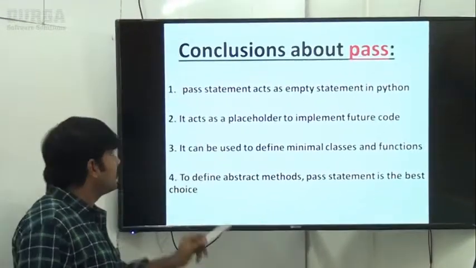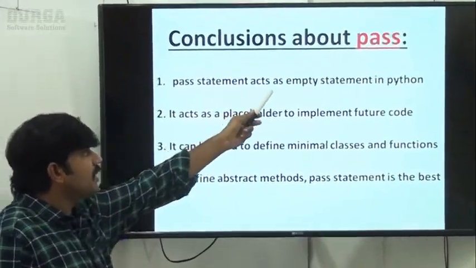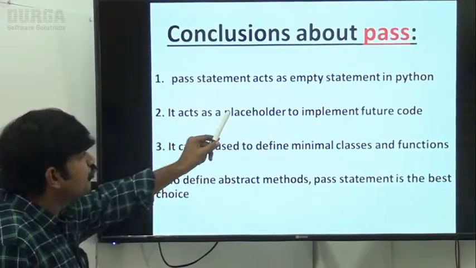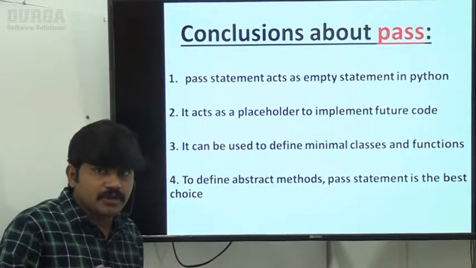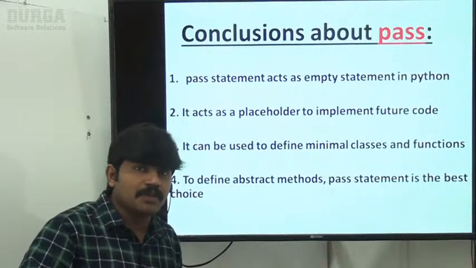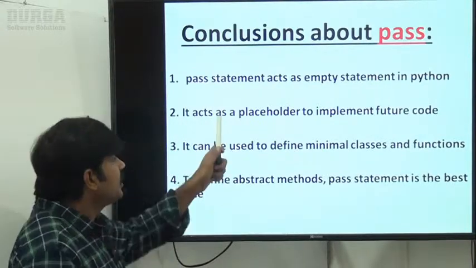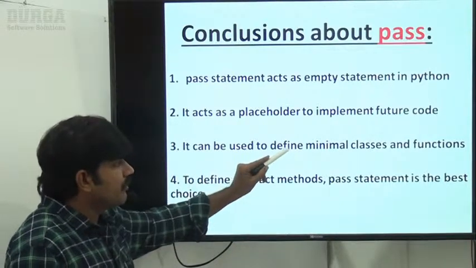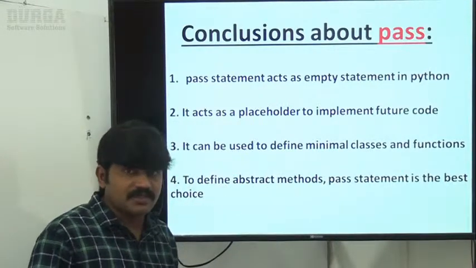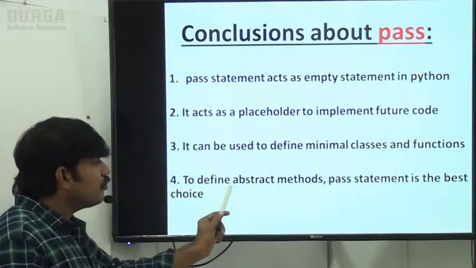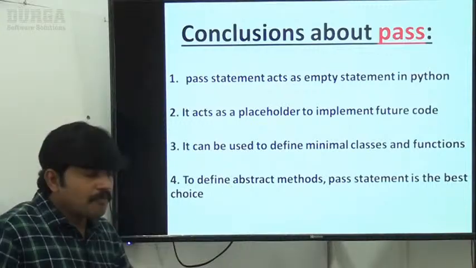So just have a look once at a summary. Conclusions about the pass statement. The pass statement acts as an empty statement in Python, a null statement. It acts as a placeholder to implement future code. First, I don't know about the implementation, so pass, sir. Later that pass will be replaced with our required code. Next, it can be used to define minimal classes and minimal functions. How can you define them, sir? By using the pass statement. To define abstract methods, the pass statement is the best choice.